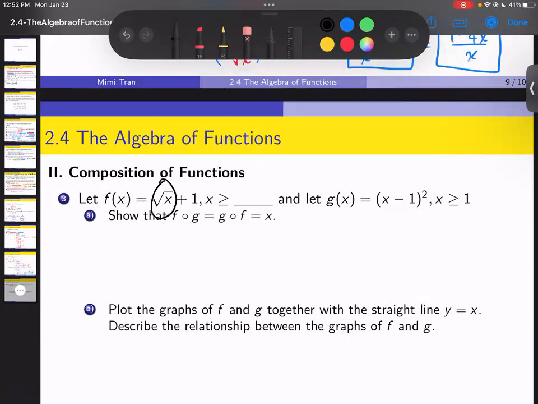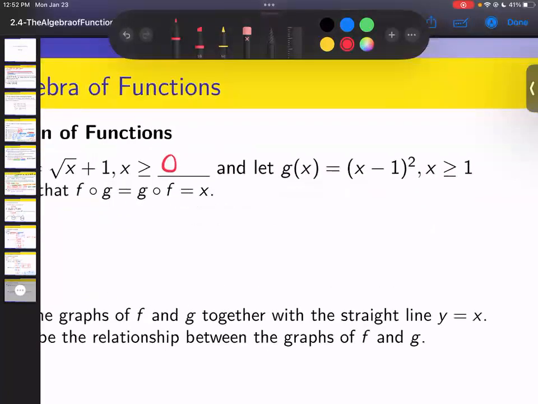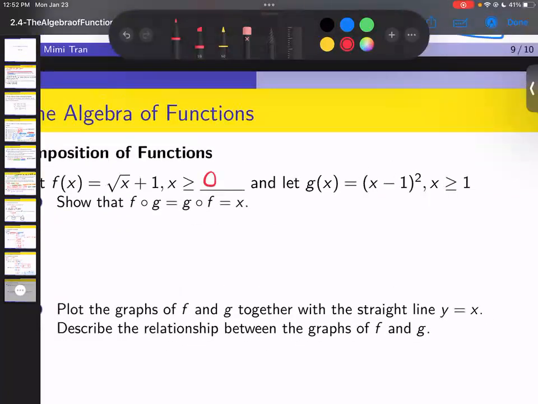It's not polynomial, careful, it's not polynomial. Whatever is underneath the radical has to be what? At least 0, right? In this case, just x under the radical, so x has to be greater than or equal to 0. And then g of x is a polynomial function, x minus 1 squared, where x is at least 1. I want you to show that f composite g is the same thing as g composite f, and they both equal x.